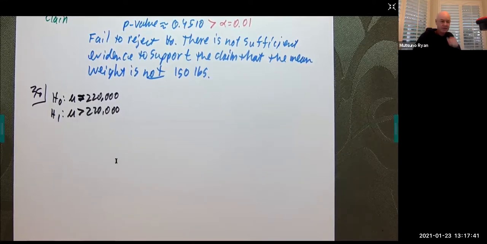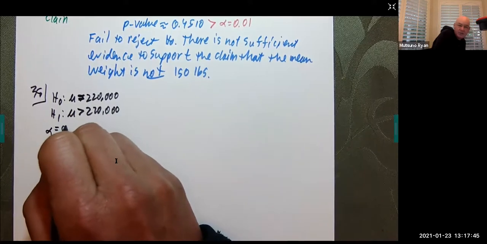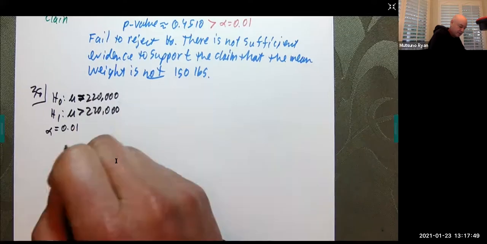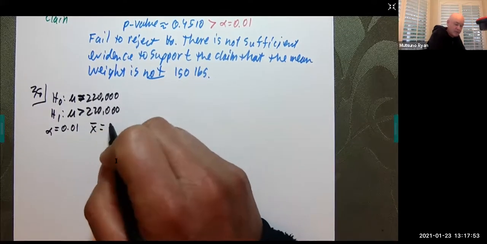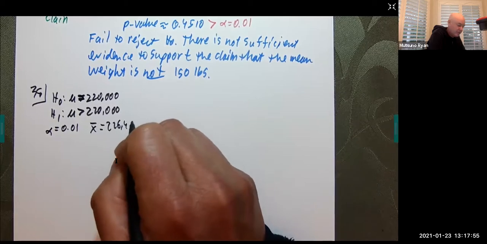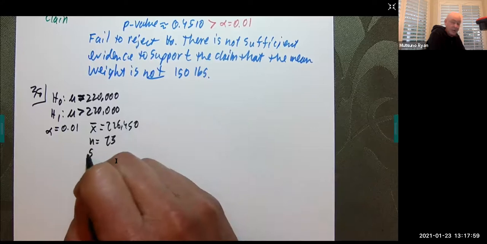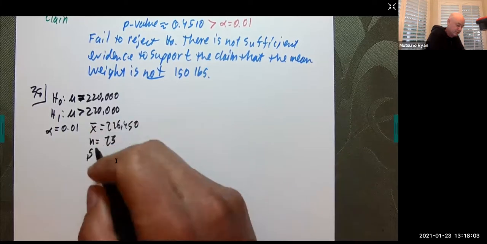And the information they give us, they give us alpha is 0.01. They give us X bar is 226,450. That was when N is 23. And this is not the population standard deviation. This is the sample standard deviation. So it's going to be a t-test.